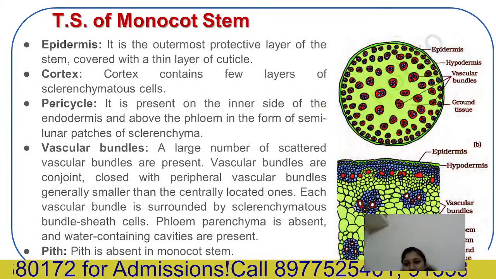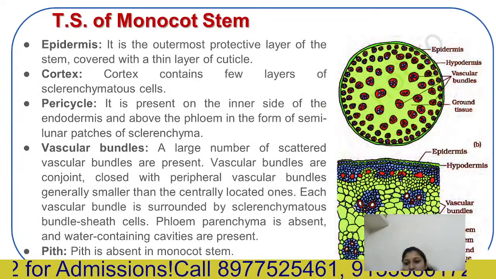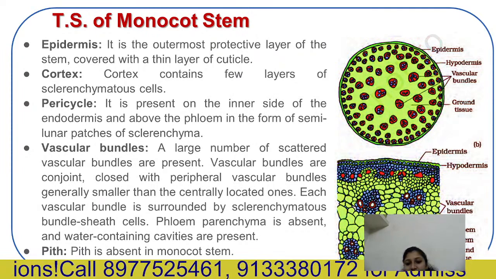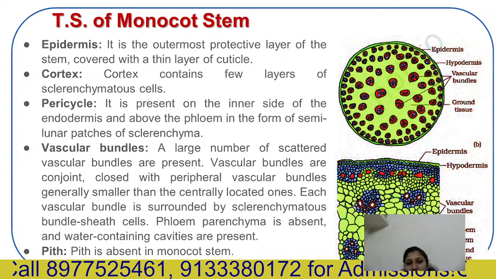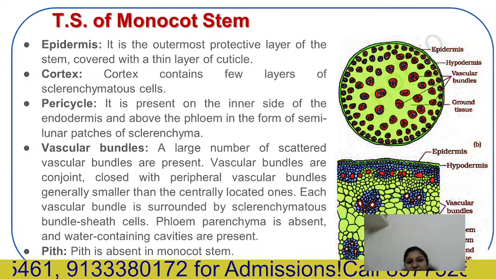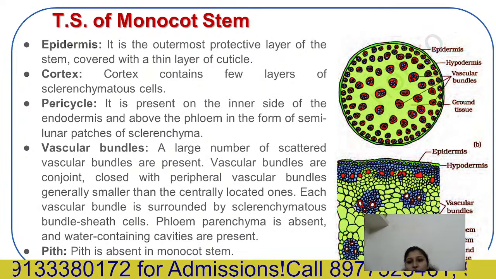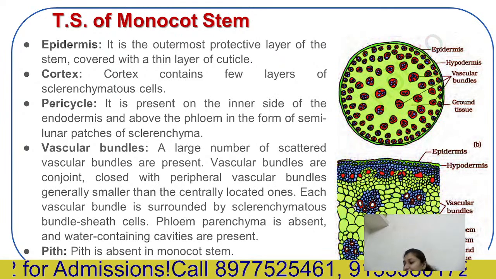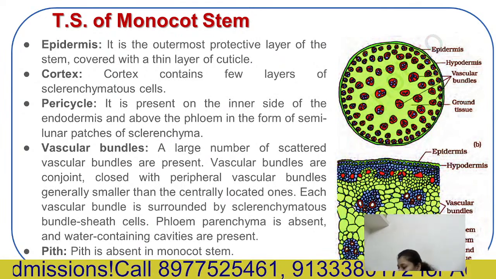Then monocot stem, one thing you can notice from the diagram only, that pith is absent over here. In case of monocot stem, pith is absent because of scattering of the vascular bundles throughout the stem. So that's why you can't see a proper pith over here.